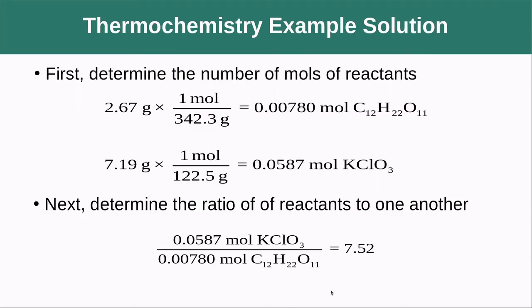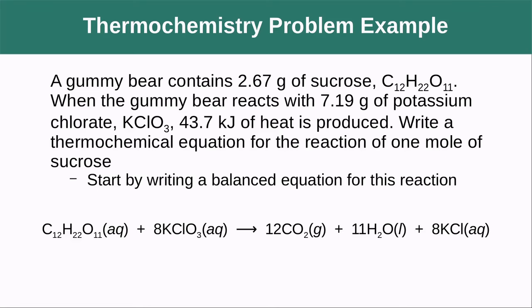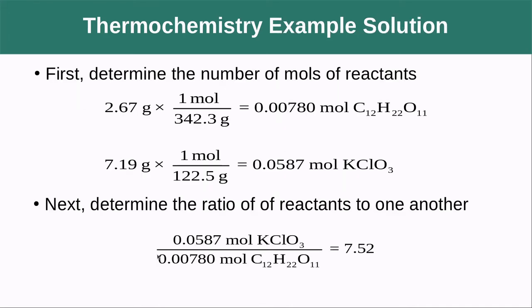First, we'll determine the number of moles of the reactants. We need to know how many moles of sucrose we had, so we'll divide by its molecular weight, which we saw how to calculate previously. Then we'll figure out the number of moles of potassium chlorate, and determine the ratio of one reactant to the other. We can see that we have 7.52 times the number of moles of potassium chlorate as sucrose, and that we actually needed 8 times the amount given our stoichiometry. So our limiting reactant in this case is the potassium chlorate.